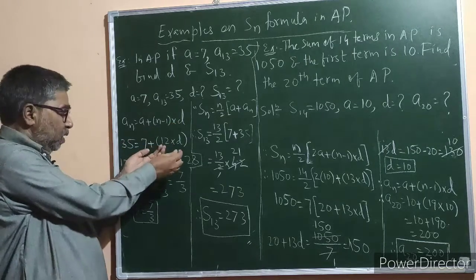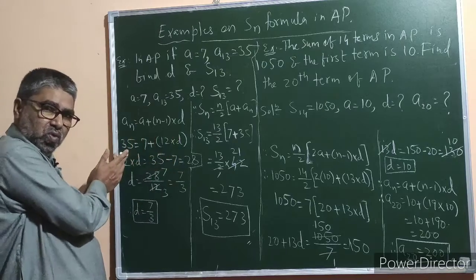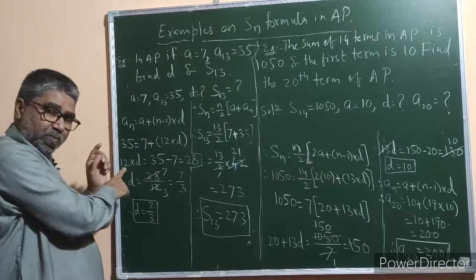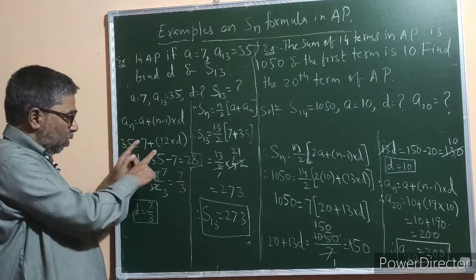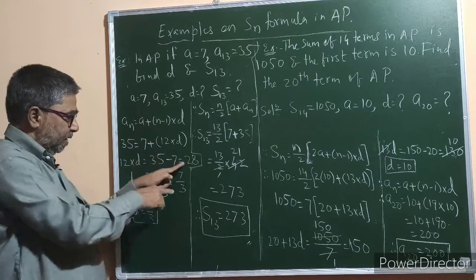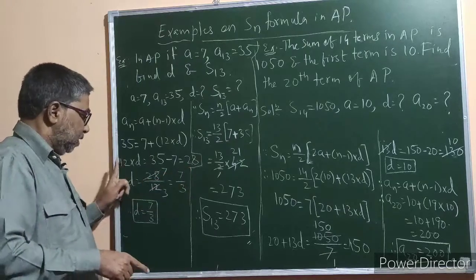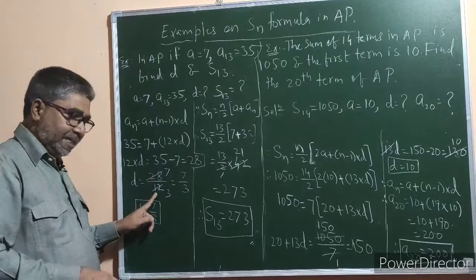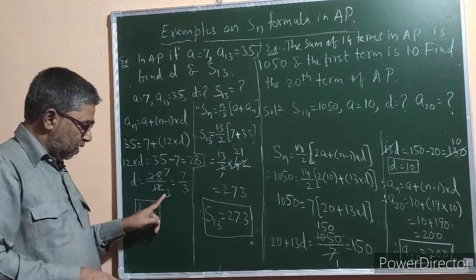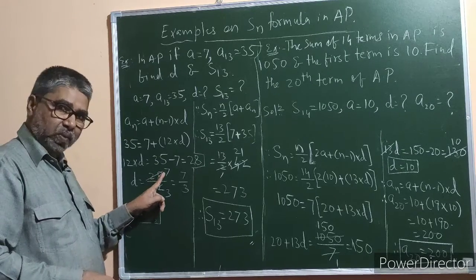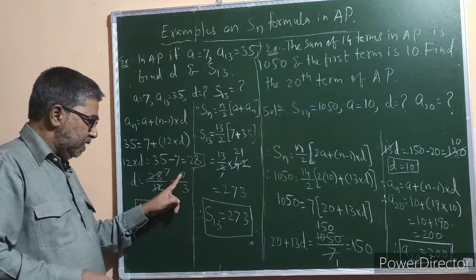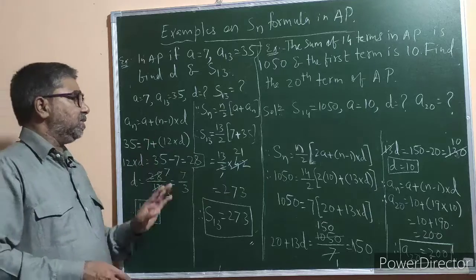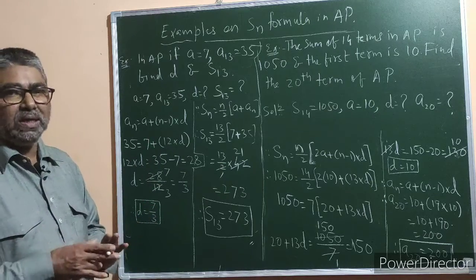In the next step, shift 12d to the LHS and take 35 to the RHS. So the step will be 12d is equal to 35 minus 7, which is 28. Now 12d is equal to 28, therefore d is equal to 28 upon 12. 4 threes are 12, 4 sevens are 28, so the value of d is 7 upon 3. So the value of the common difference in this example is 7 upon 3.